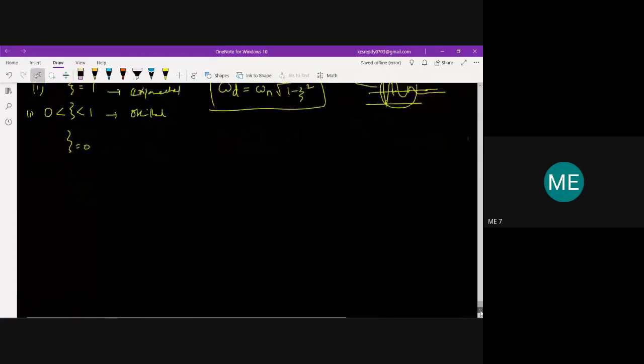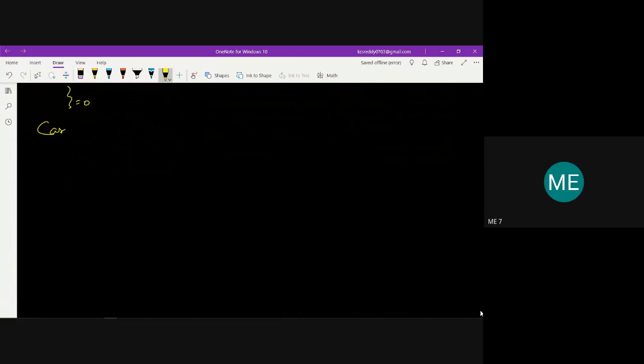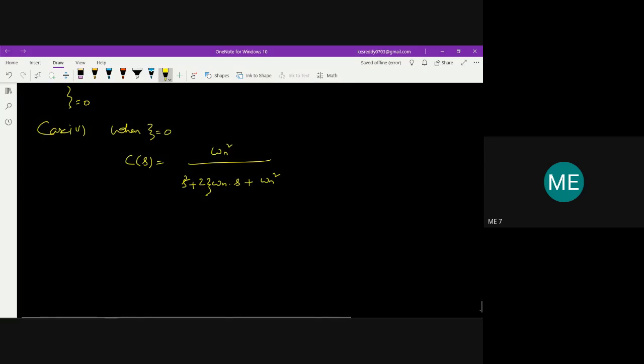Today we discuss the fourth case, when zeta is equal to 0. We have the equation C of s equal to omega n square divided by s square plus 2 zeta omega n s plus omega n square. If zeta is equal to 0, this middle term will not be there, so this becomes omega n square divided by s square plus omega n square.